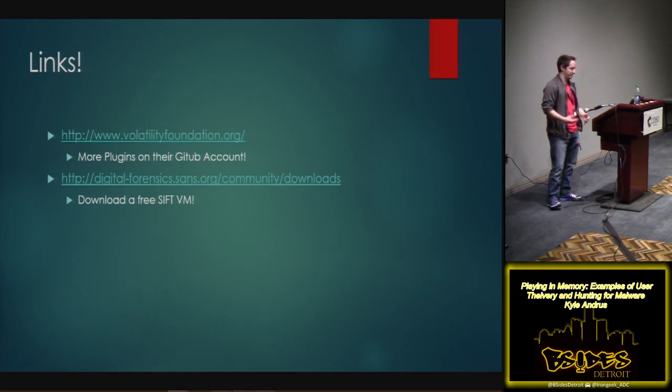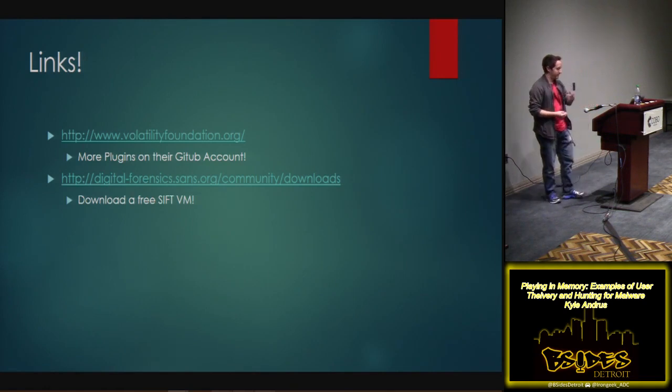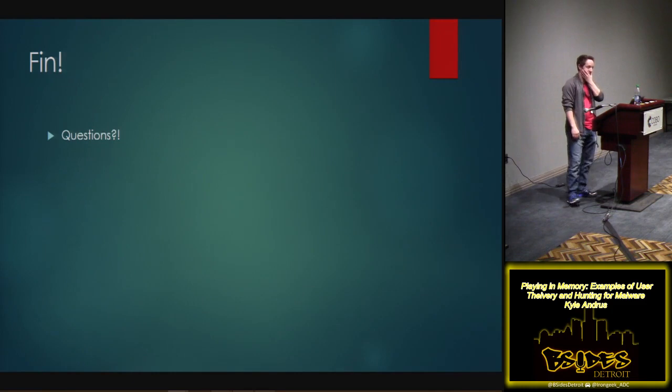So it's very important, if you're doing a lot of memory forensics, to stay involved with the news and updates and what's going on in the community. But you can get some of that from volatilityfoundation.org. There's that. Any questions?